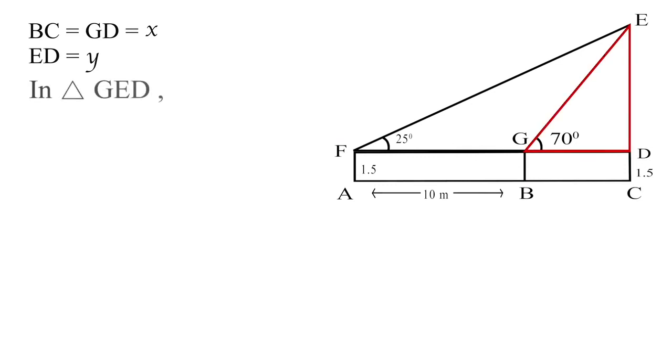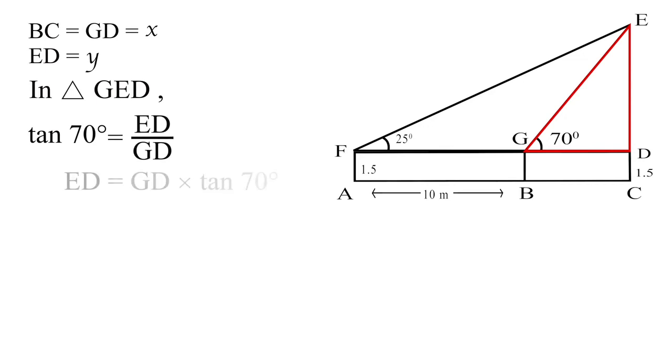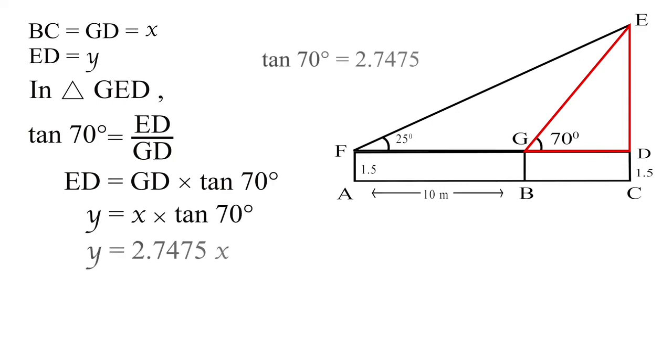In triangle GED, tan 70 equals ED by GD. To find ED, we have to move GD to the other side. So ED equals GD into tan 70. We have already assumed that ED is Y and GD is X. So this will become Y equals X into tan 70. Then Y is equal to 2.7475x. That is equation number 1.